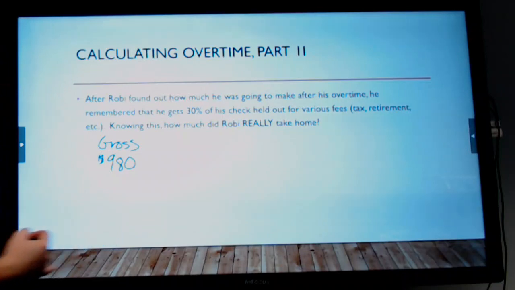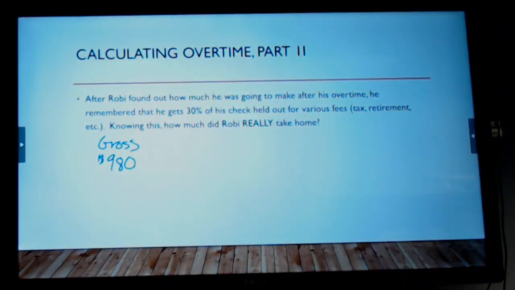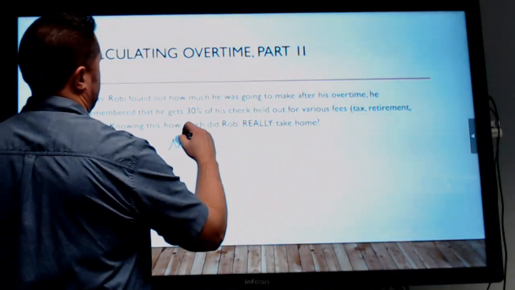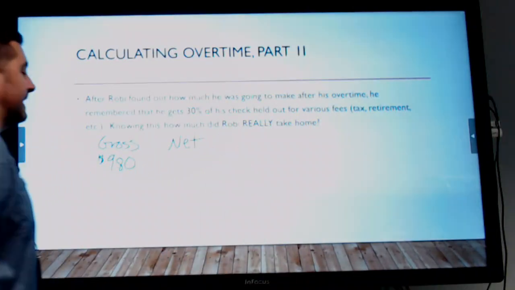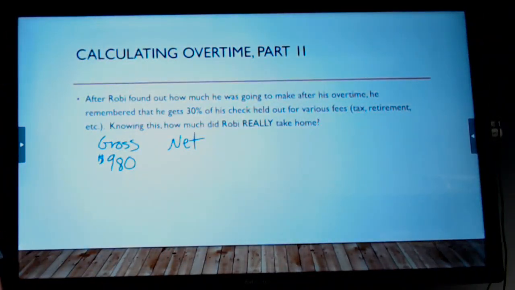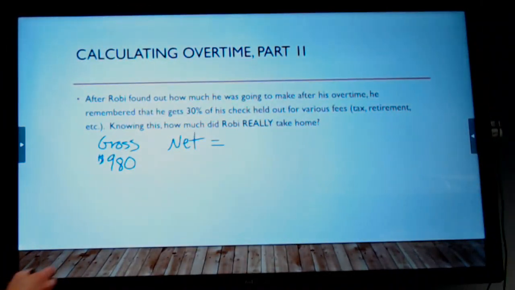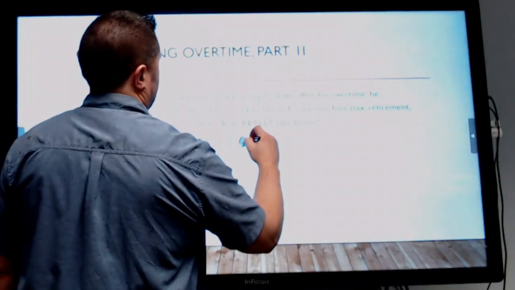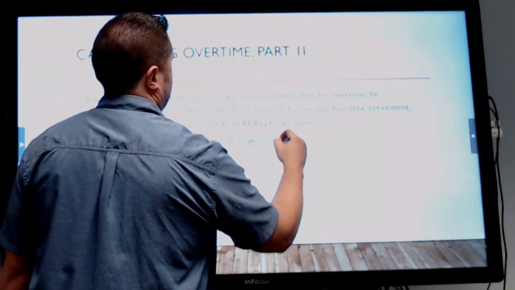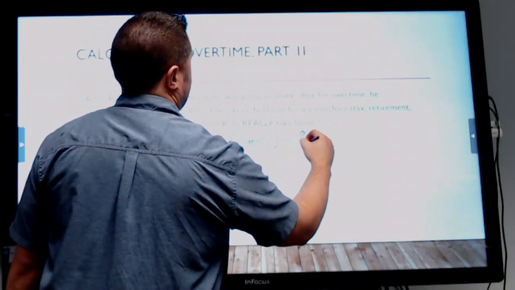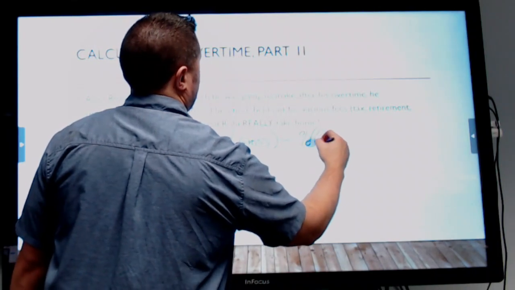Okay. Now, gross is how much you make, and then after everything comes out of it, you have something called your net pay. Your net is your gross minus your deduction percentage. Okay. So to find your net pay, the net is going to be equal to, we'll call it the gross, minus the percent of the gross.